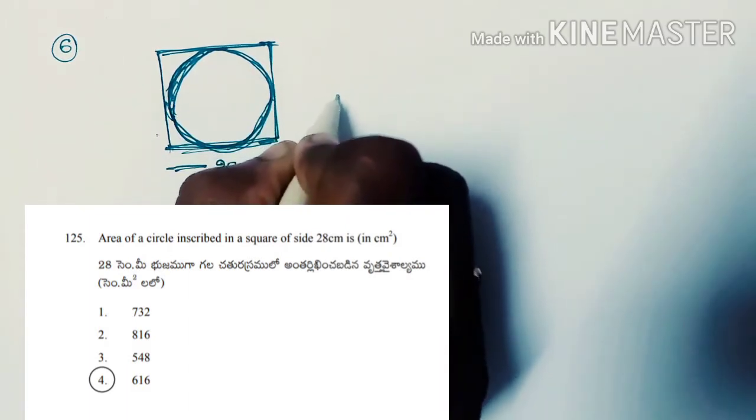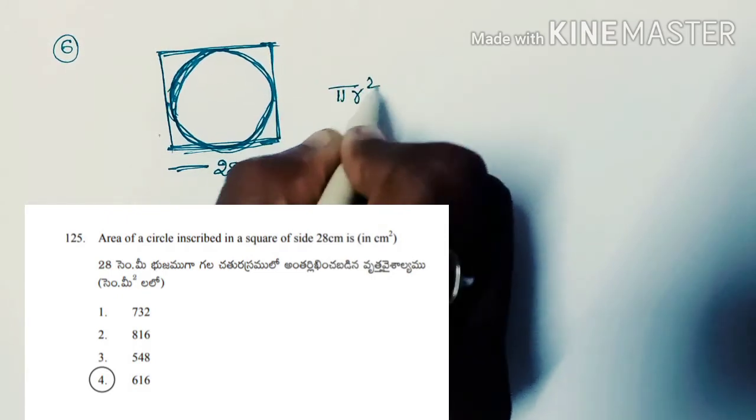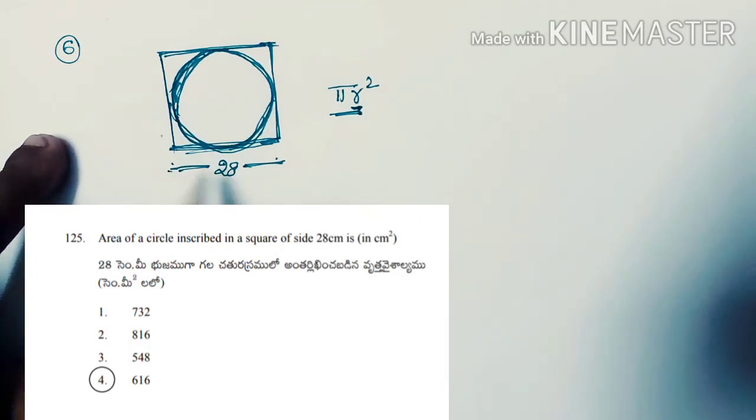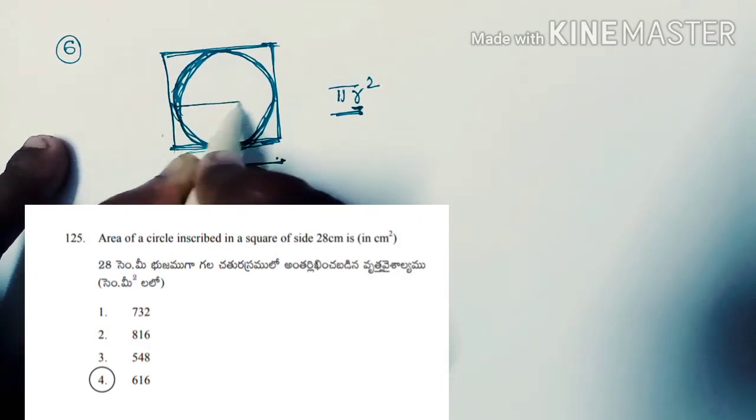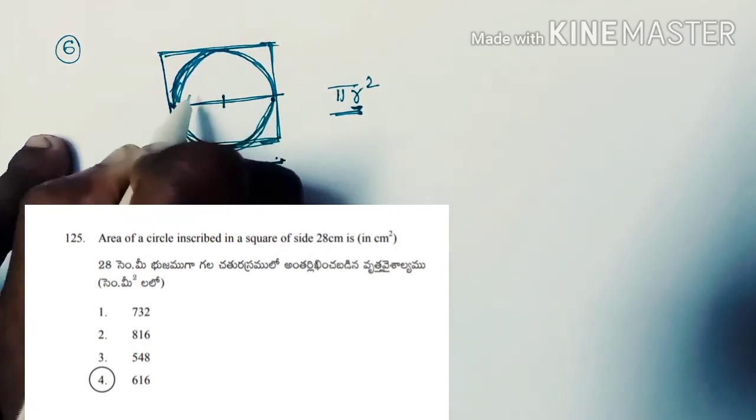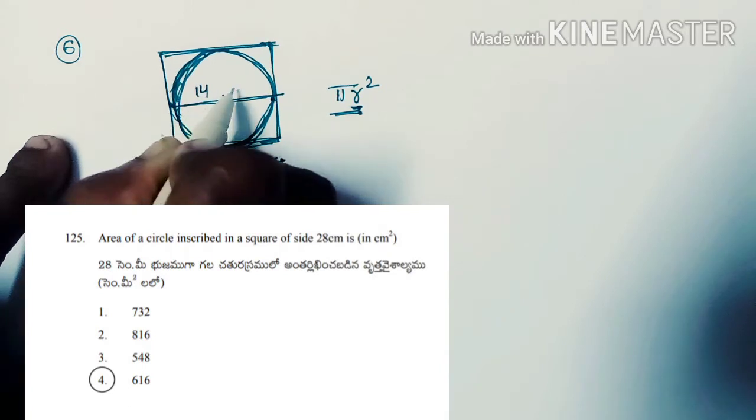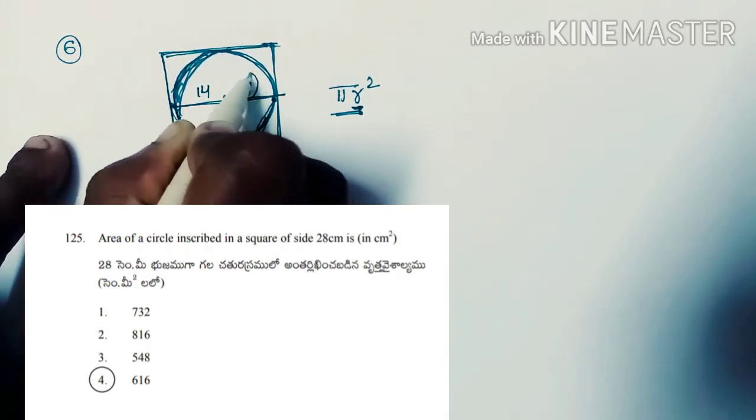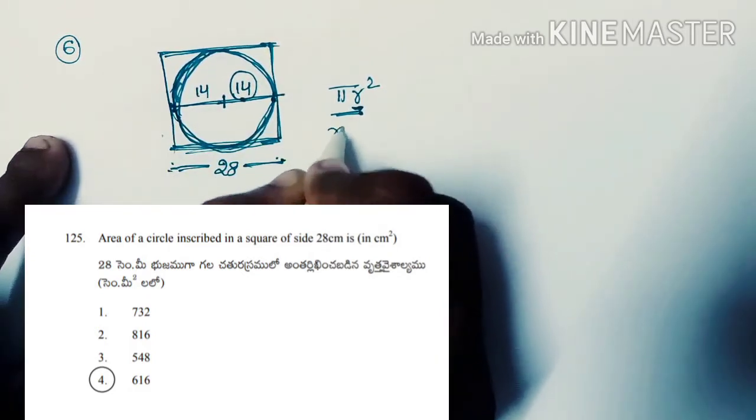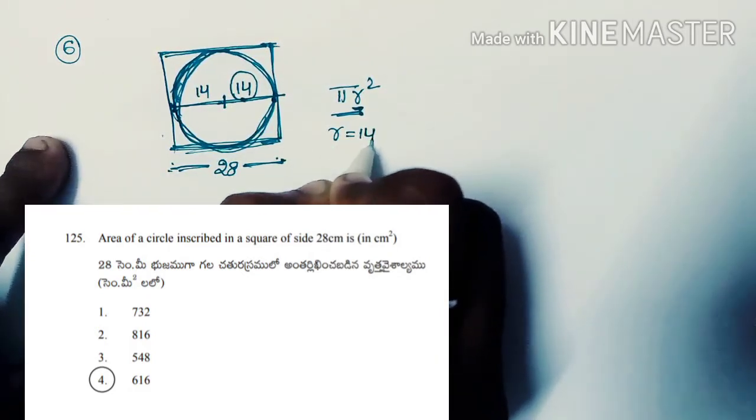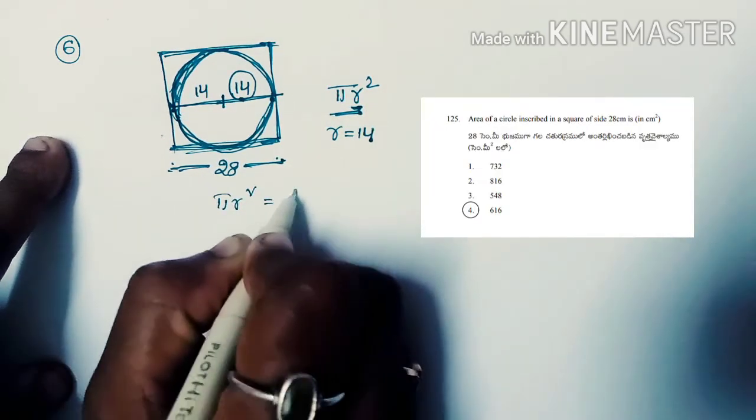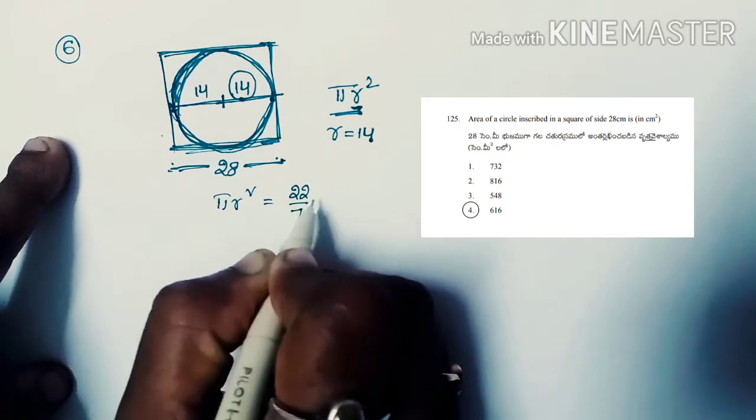Now what is the formula for the area of the circle? Area of the circle is equal to pi r square. Now we want the r value. Here given that the side of the square is equal to 28. The side of the square is nothing but the diameter of the circle. So diameter is equal to 28 means radius is equal to half of that value, that is radius is equal to 14. 14 plus 14 is 28, so clearly r is equal to 14. Now what is the area? Area formula is pi r square. Pi is equal to 22 by 7 into r square.